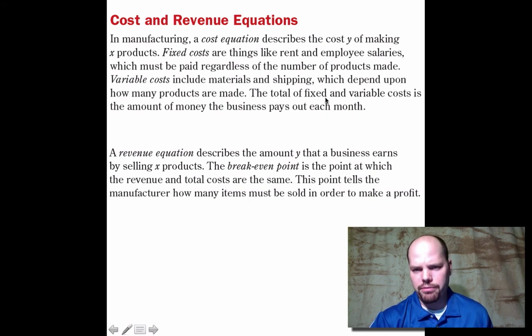The total of fixed and variable costs is the amount of money that the business pays out each month, right? You have to spend money to make money. So then the revenue equation, that describes the amount, y, that a business will earn by selling those x amount of products. And then the break-even point is the point at which the revenue and total costs are the same. Okay, and then this point tells the manufacturer how many items must be sold in order to make a profit, or at least it's a great estimate for doing that.